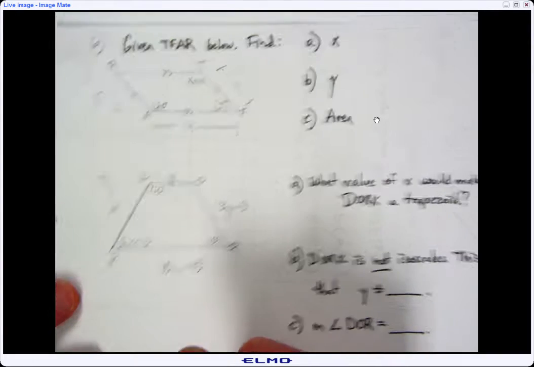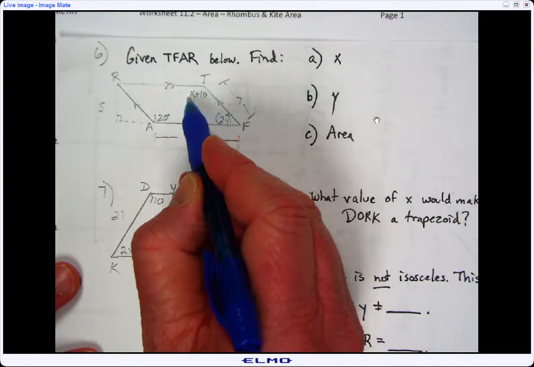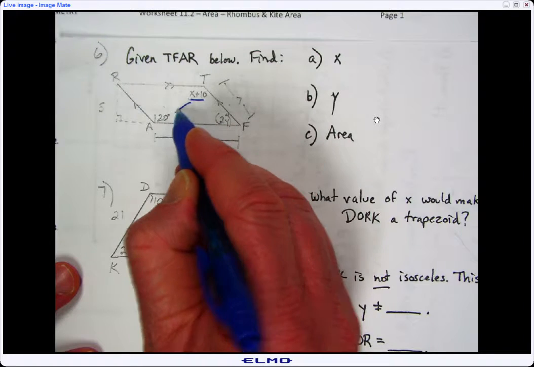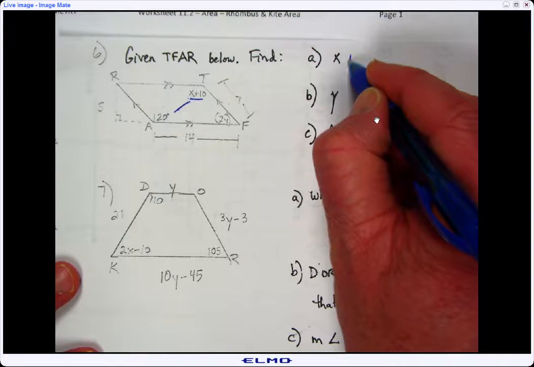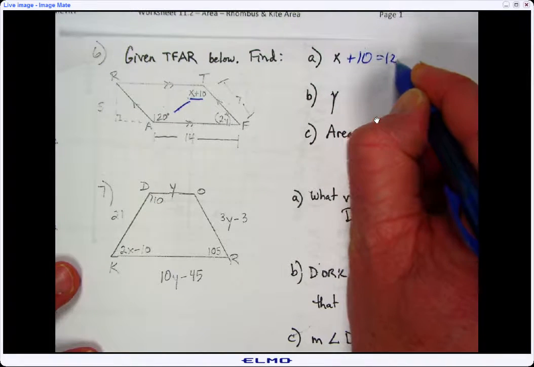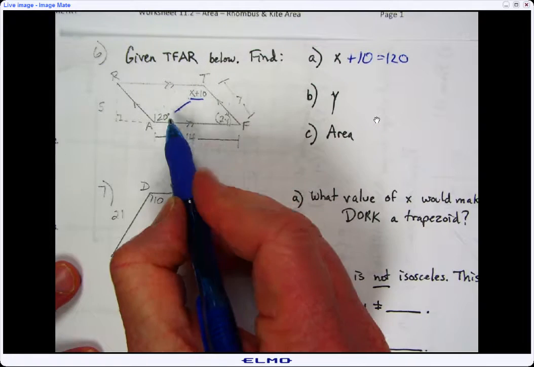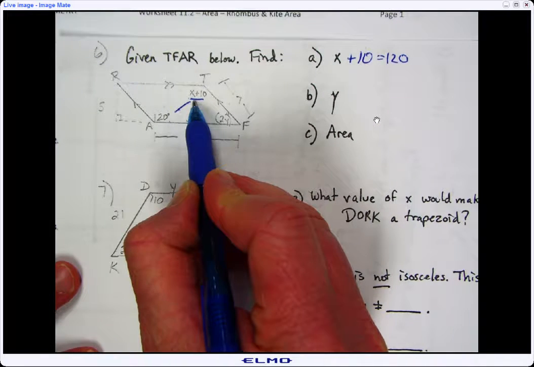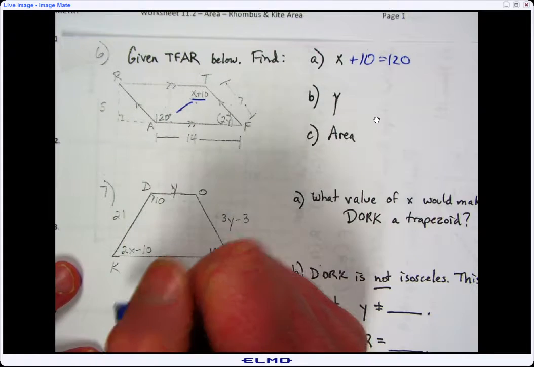So to find x, I look for x here and I say, what do I know? I know, well, opposite angles are equal. So x plus 10 equals 120. I also know that if this is 120, this is 120. So x, that's the same thing.